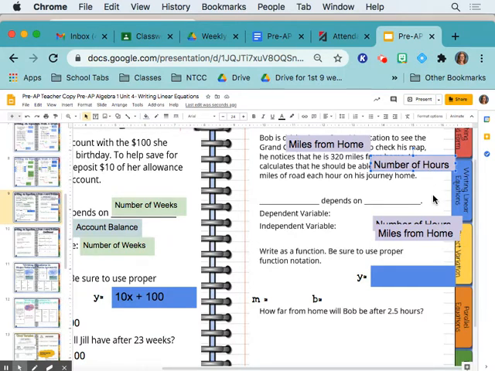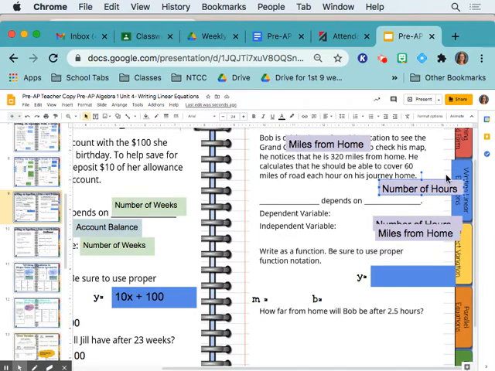What do y'all think? Okay, who thinks miles from home depends on number of hours? Number of hours depends on miles from home? Okay. I think it's the other one. You think it's the other one? Because the miles from home depends on how far you are. If you didn't have no miles, you wouldn't have no hours. Yeah. Right. You can have hours without miles.